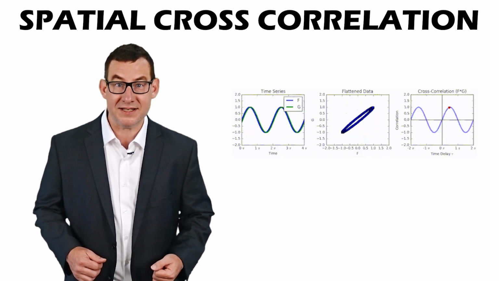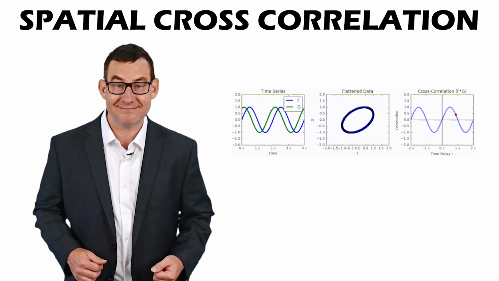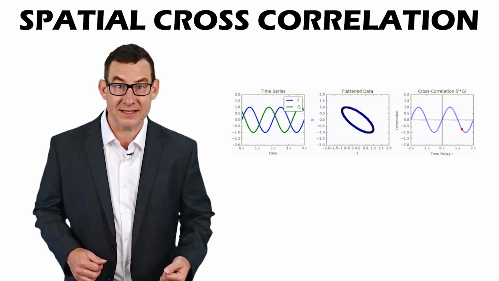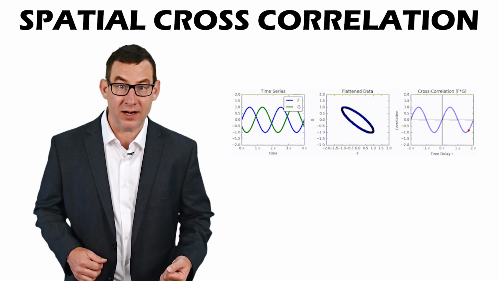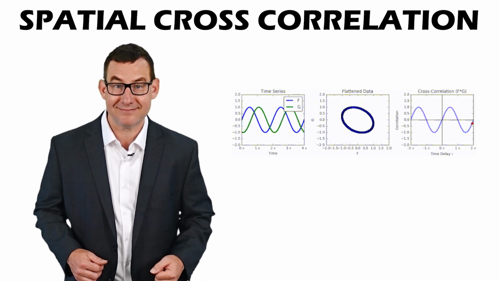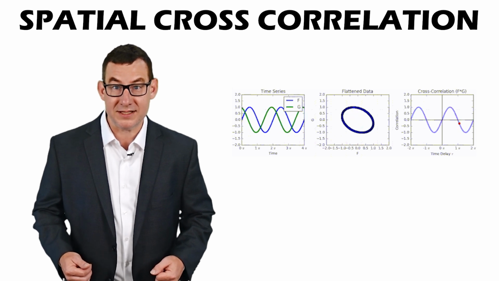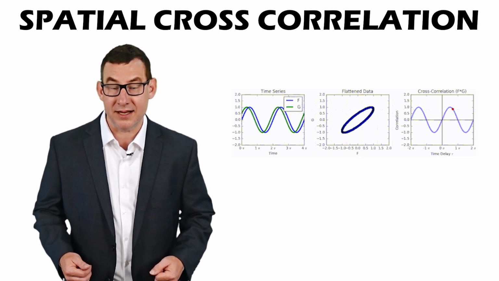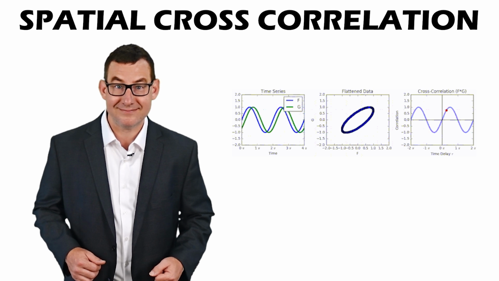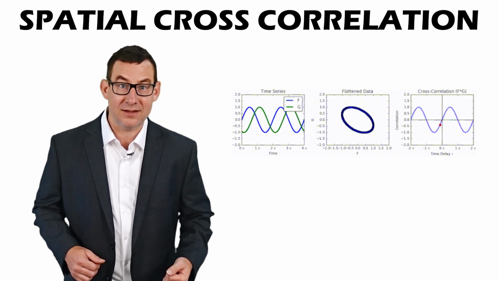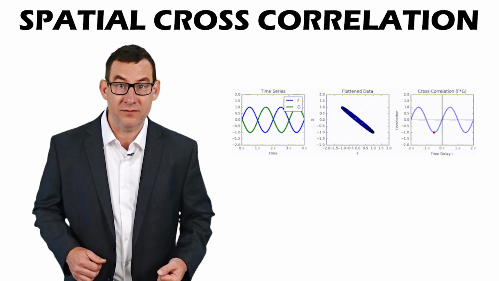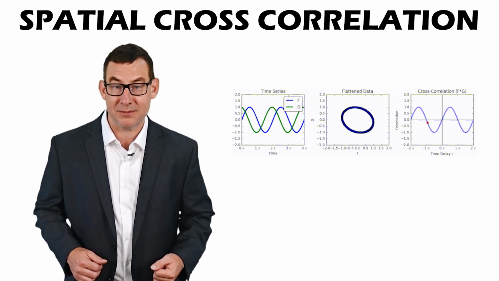Spatial cross-correlation. Spatial cross-correlation is the tendency for two variables to change in concert. Positive cross-correlation occurs when variables change in the same direction. Negative cross-correlation occurs when variables have an inverse relationship.